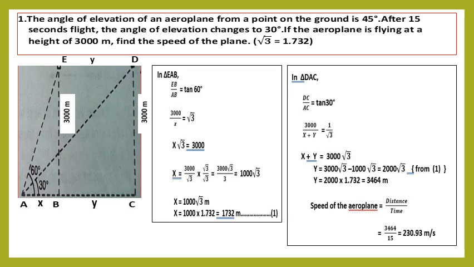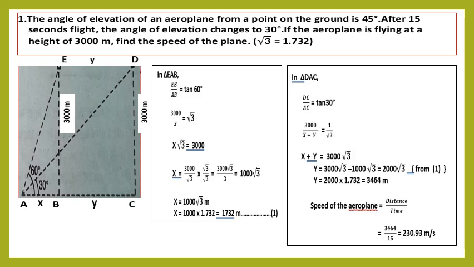Therefore, x root 3 is equal to 3000. Then x is equal to 3000 by root 3. By rationalizing the denominator, we get 3000 root 3 by 3, that is equal to 1000 root 3. Here in the question it's given that the value of root 3 is 1.732. So 1000 into 1.732 is equal to 1732 meters. That is the value of x. So x is equal to 1732 meters, equation number 1.